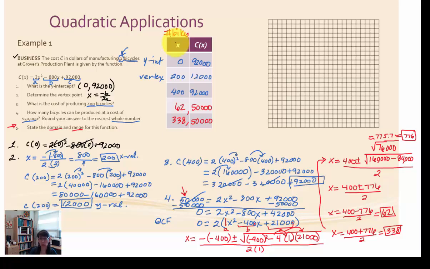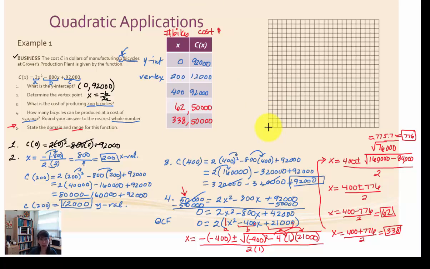So negative bicycles would not make sense. Only 0 bicycles or a positive number makes sense. So that helps us think about domain. Must be 0 and going to larger numbers. Cost in dollars is our output. Would you have a negative cost involved with making these bicycles? It's not going to cost negative dollars to manufacture these bicycles, so we're looking only at positive values.